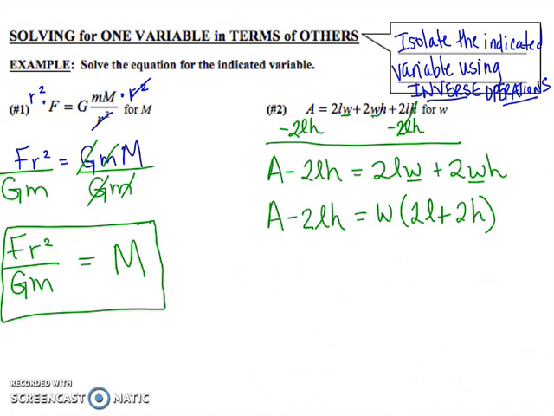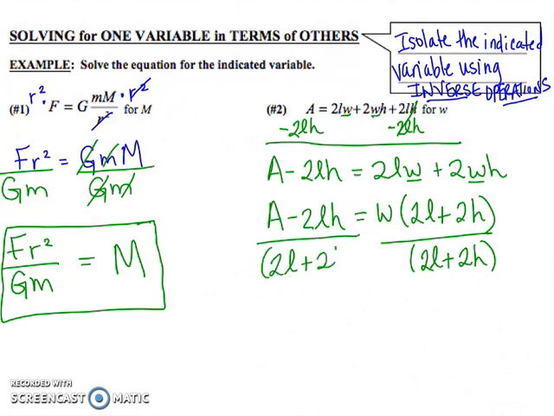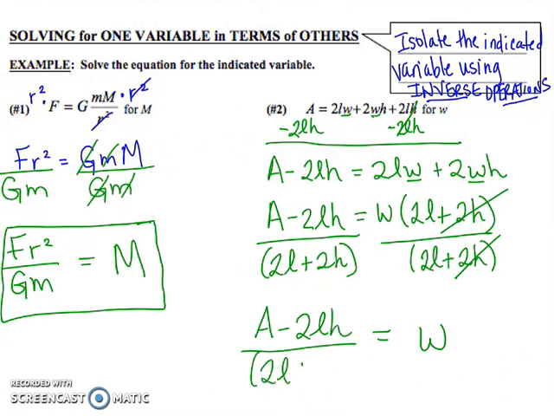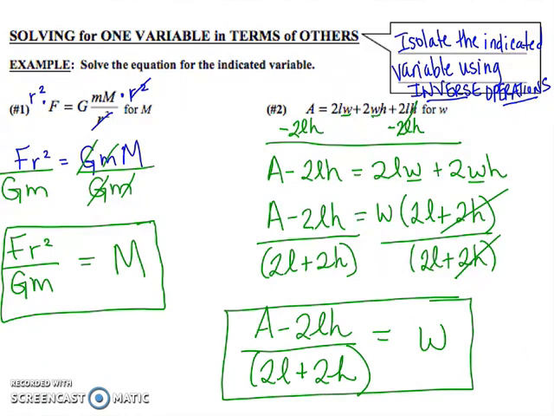And now the last step to getting W alone is just going to be to divide by what's being multiplied times W, which is the 2L plus 2H family. And there is my final answer. A minus 2LH over 2L plus 2H.